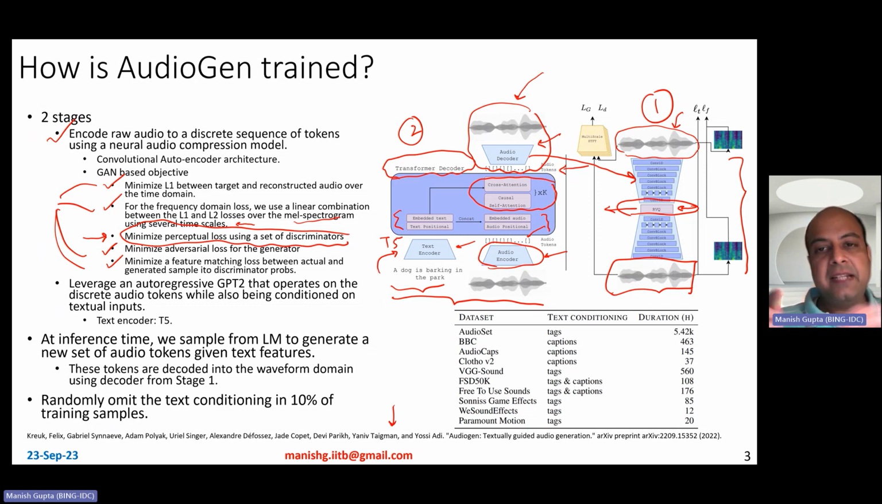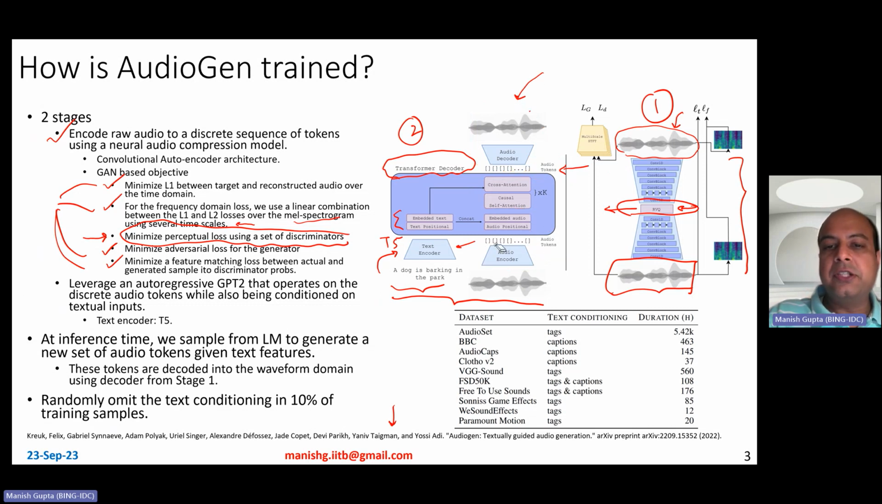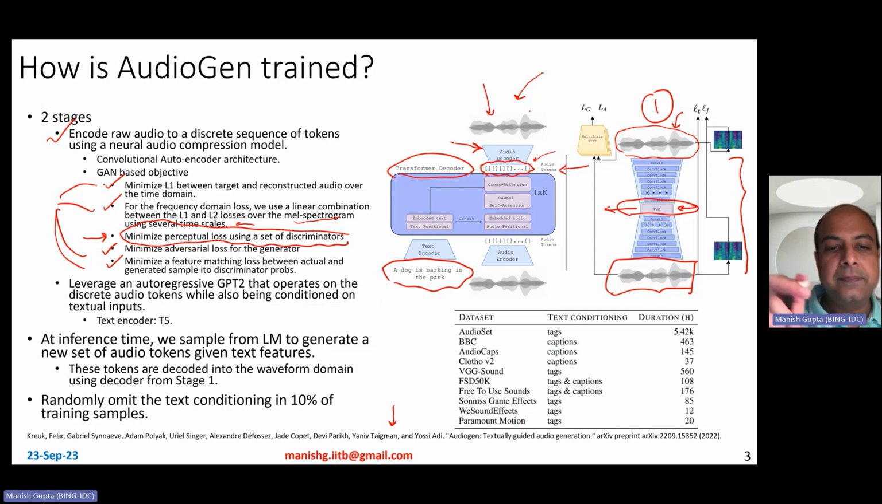So at inference time, how do you make this work? At inference time, you sample from the language model to generate a new set of audio tokens given the text features. Let's say somebody says, hey, I want an audio of a particular kind. You pass that caption as input here, and then you start generating these audio tokens one by one from the transformer decoder. You of course have the audio decoder, which takes those generated audio tokens and actually creates the audio waveform.